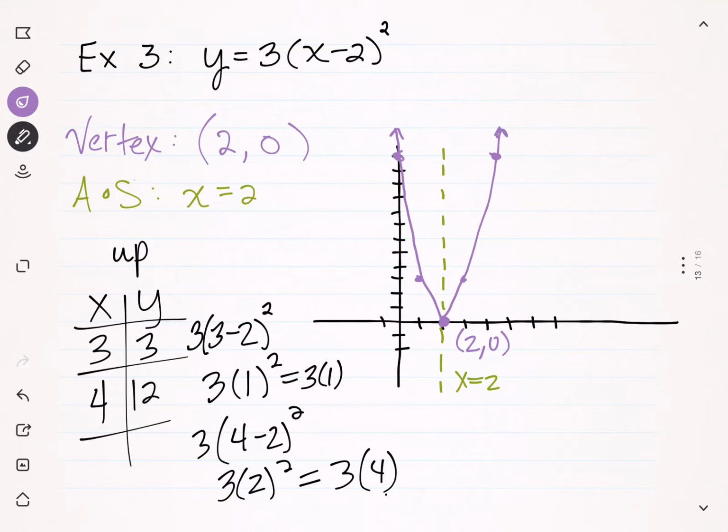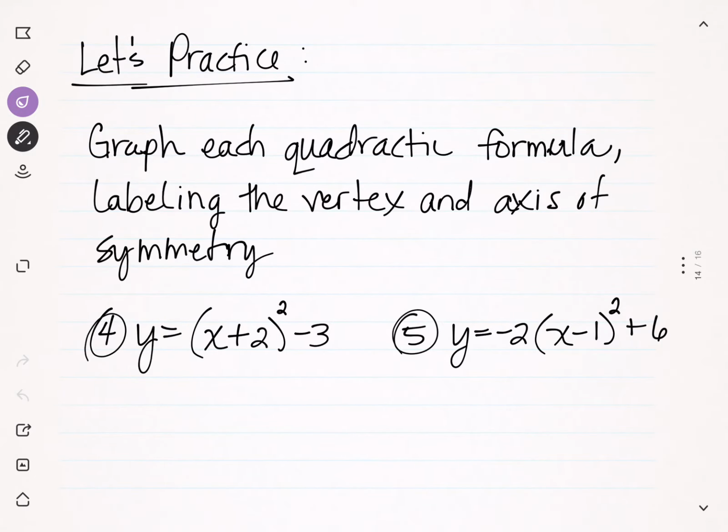All right, so what you're going to do is you're going to practice and show me that you understand how to graph in vertex form. So what I want you to do is I want you to pause the video and you're going to graph problems 4 and 5. You're going to label the vertex and the axis of symmetry. When you're ready to check your answer, go ahead and hit play on the video, resume playing, and we'll talk about the answer.